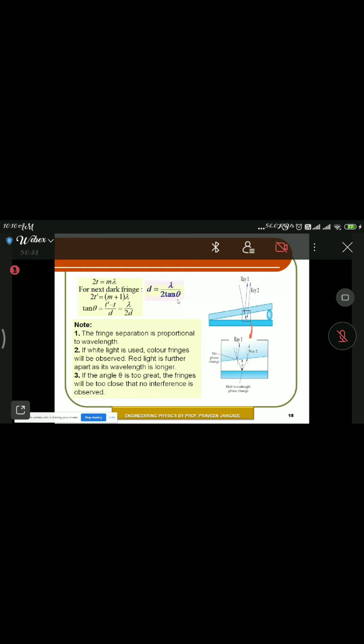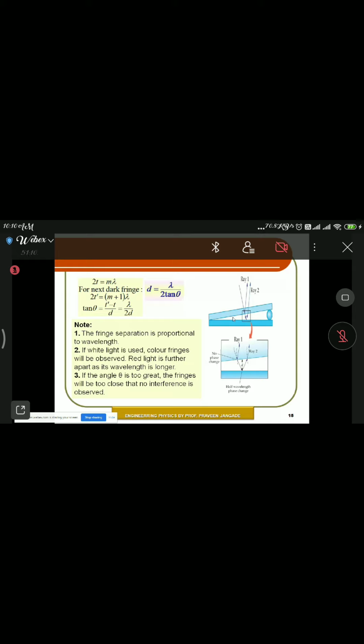Here lambda is the wavelength of monochromatic light, and theta is called the wedge angle, the angle formed between the two glass plates. This angle theta is very small, and for small angles we can say tan theta is nearly equal to theta. Theta remains constant for a particular assembly, and lambda is also constant, so your fringe spacing d remains constant.